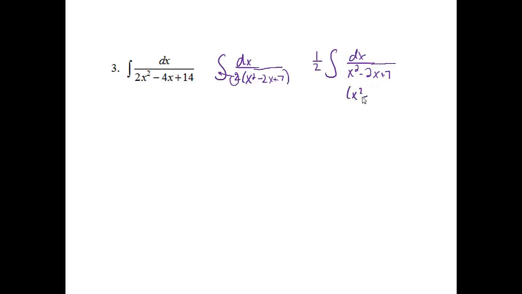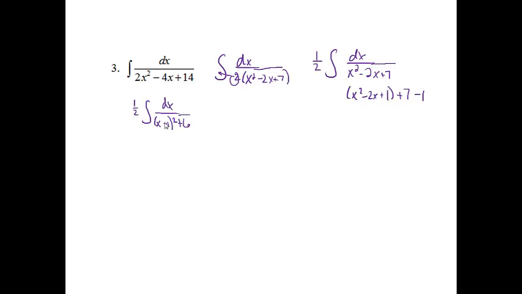So I'm going to put x squared minus 2x, leave myself a blank, and put plus 7. When I complete the square, negative 2 divided by 2 is negative 1. Negative 1 squared is positive 1. And then on the outside, I'm going to put minus 1. So this now gives me 1/2 the integral of dx over x squared minus 2x plus 1, which would be x minus 1 squared plus 6.